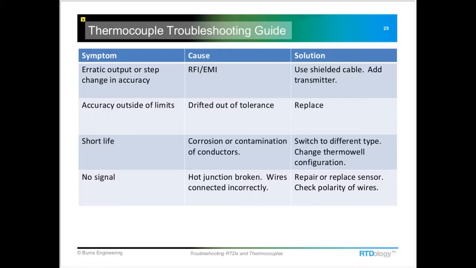Thermocouples are going to drift. If you use them at a high temperature, they're going to drift faster, and depending on the temperature that they see, a periodic replacement is really the only way to address that issue.